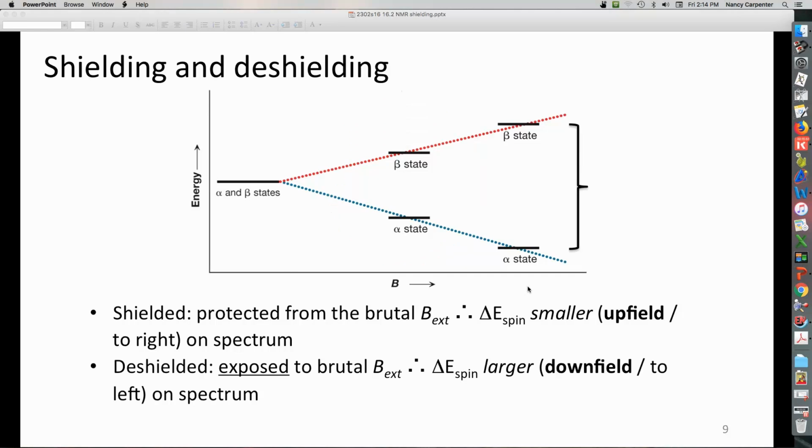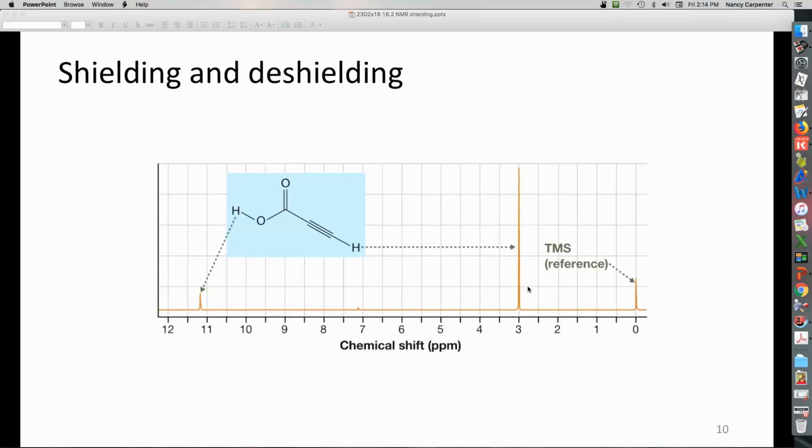If I'm like the UMM student on the right, just in tank top and shorts, oh my God, I'm feeling almost the entire external field. That's a huge energy gap. Therefore, we're talking about a higher frequency transition, and that will therefore appear on the left side of the spectrum, corresponding to a much bigger energy transition.